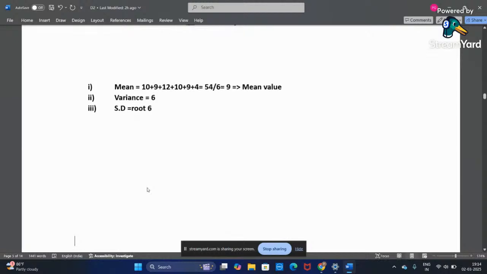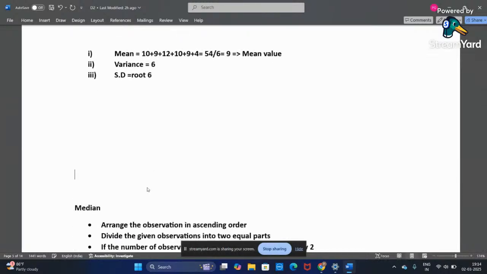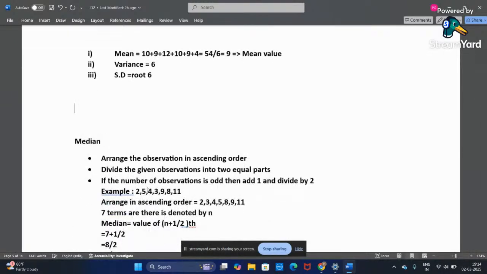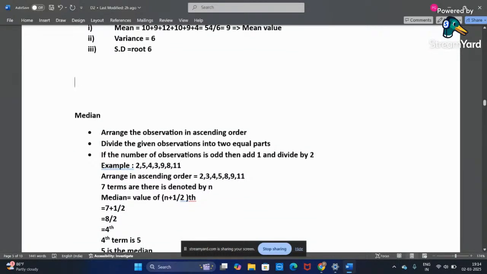Okay, we'll move on to the next problem. Now let's find the median. Let's see what the median is. To find the median, you'll get data. First, we need to arrange all the observations in ascending order. Then, if the number is even, we need to divide it equally. Okay, let's take an example. Let's take an odd number of observations. Here, 2, 5, 4, 3, 9, 8, 7.